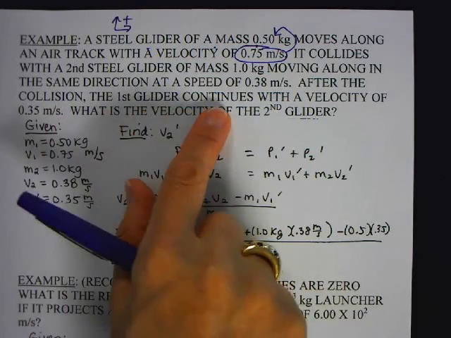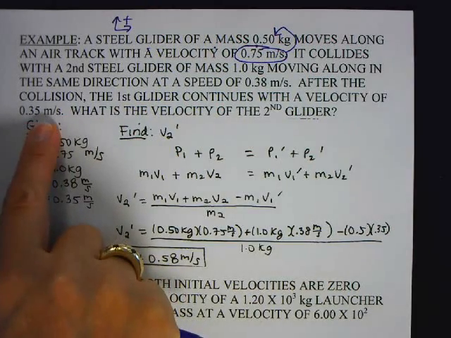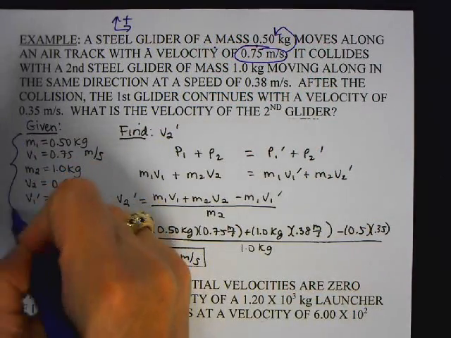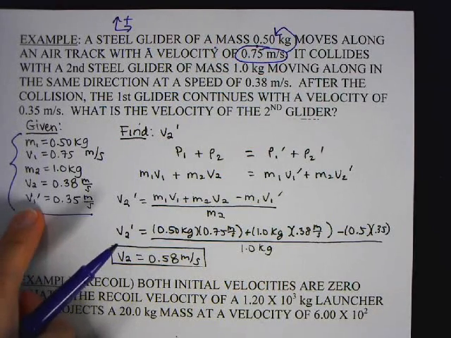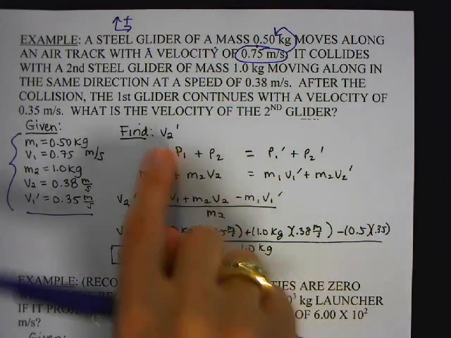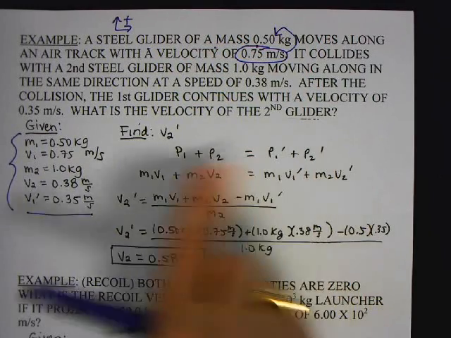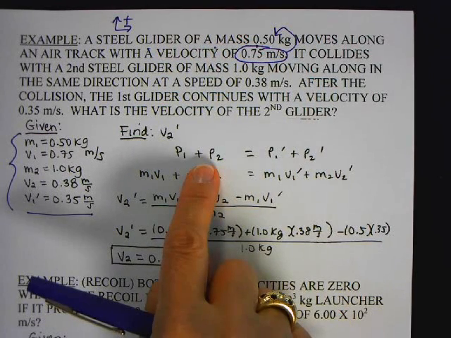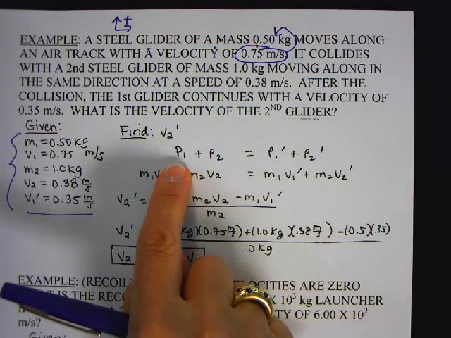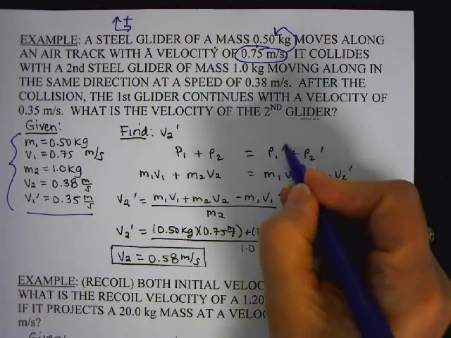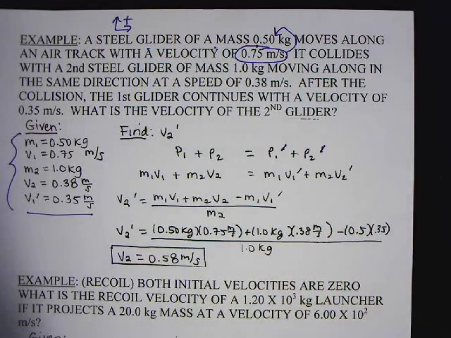After the collision, the first glider continues with a velocity of 0.35 meters per second. What is the velocity of the second glider? So again, it's important to write your givens. This velocity, I called V1 prime. This denotes the velocity of the first glider after collision. What I do is always think of it in layman's terms. The total momentum before is equal to the total momentum after. The total momentum before is the sum of glider 1 and glider 2. And then this is the momentum of glider 1 and glider 2, but the prime indicates after collision.